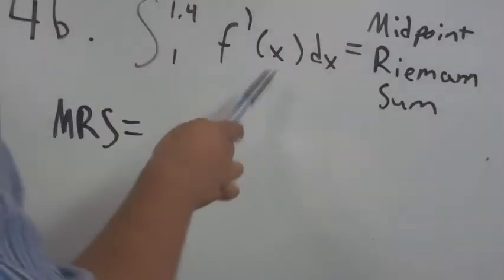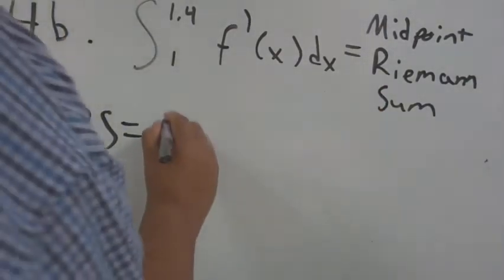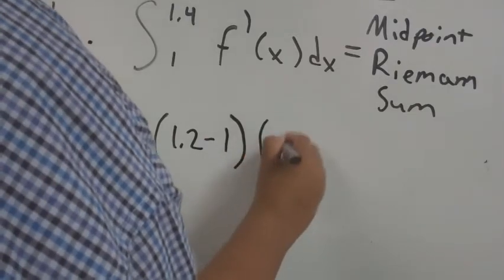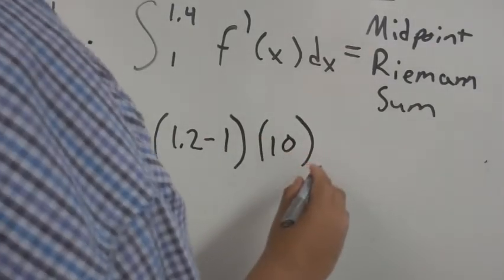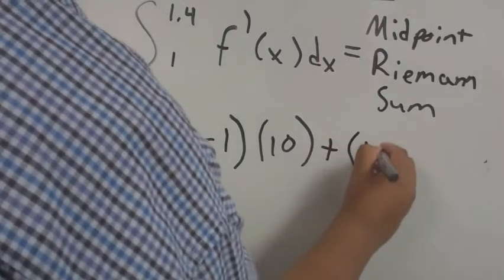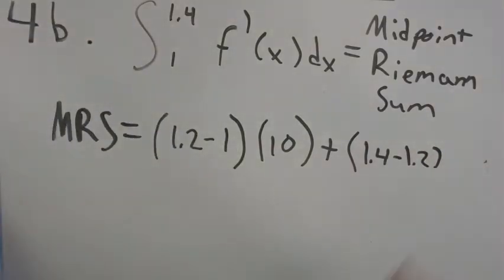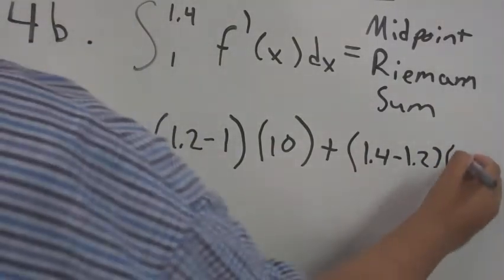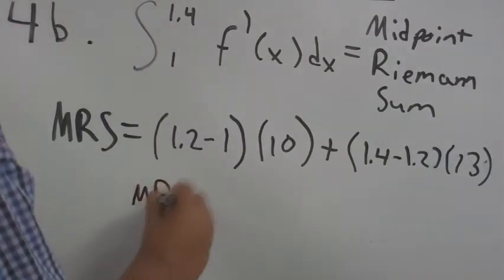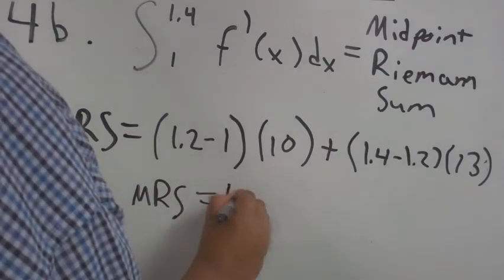So for part B, we'll have to find the midpoint Riemann sum. We'll be using the midpoint Riemann sum equation to use the numbers 1.2 minus 1, then multiply that by 10, then we'll add 1.4 minus 1.2, then multiply that by 13, which are the middles of those two sections. And the answer will turn out to be 4.6.